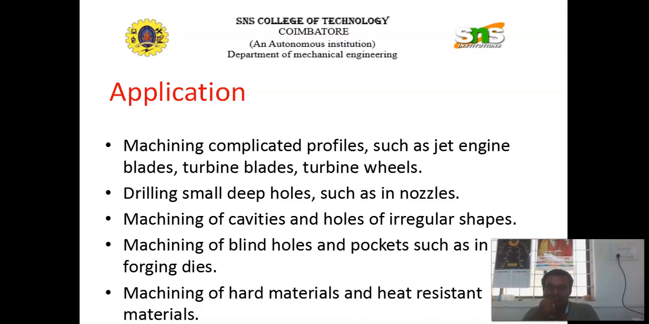Drilling small deep holes such as in nozzles. Machining of cavities and holes of irregular shapes. Machining of blind holes and pockets such as in forging dies. Machining of hard materials and heat resistant materials.